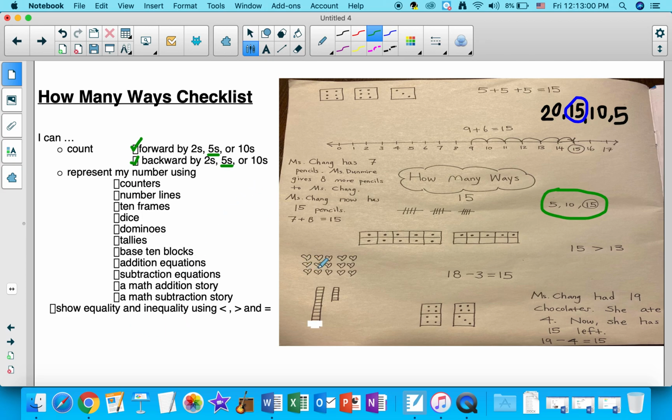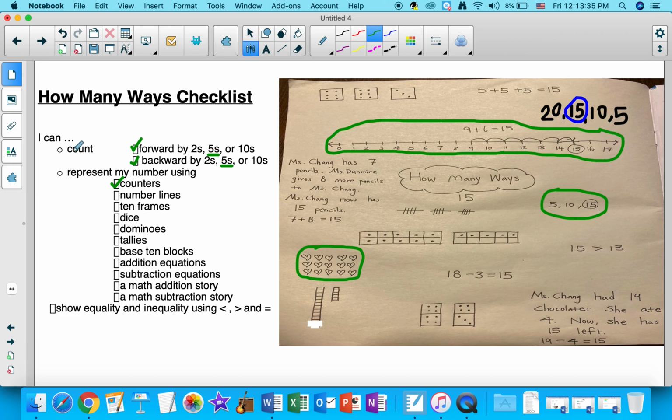Okay, so let's see. Here, if you look over here, I used counters. I drew hearts to represent my number, and I drew 15 hearts. I represented my number using counters, so I can check this off. Okay. If you look over here, I used a number line to represent my number 15. So this, and I wrote down an addition equation to go with my number line. So I can check this off.